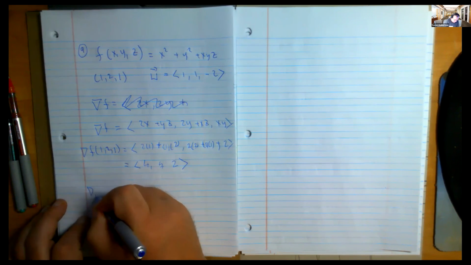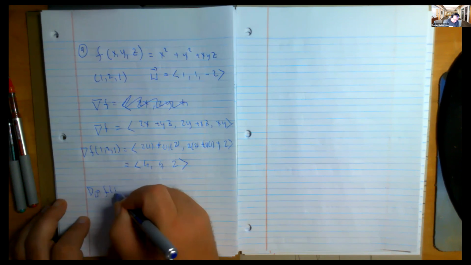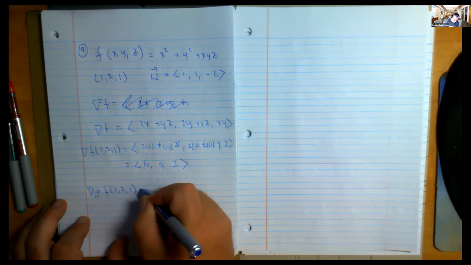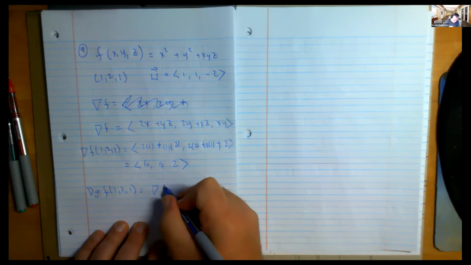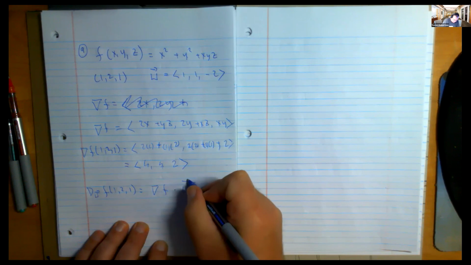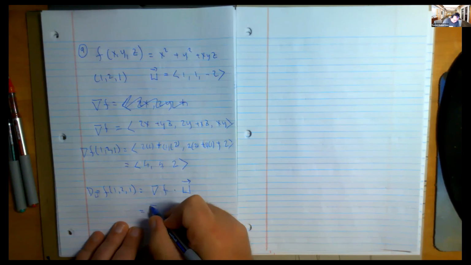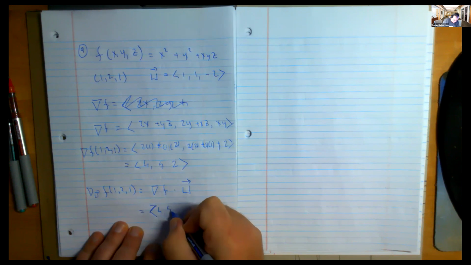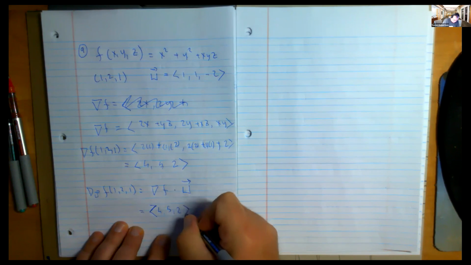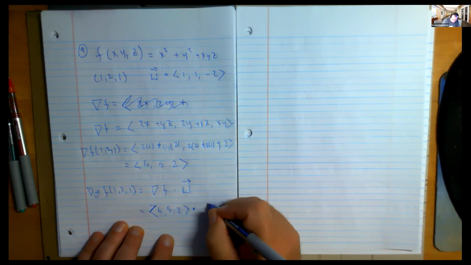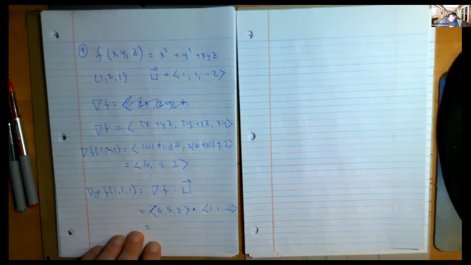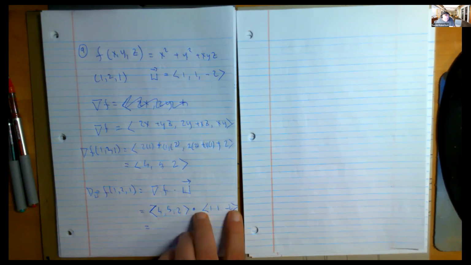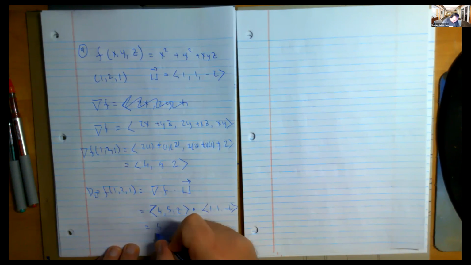And so the directional derivative at this point is really just going to be the dot product of those two guys. The first one is 4, 5, 2. And the second one is 1, 1, negative 2. I'll do this in my head. 4 add 5 is 9. 9 take away 4 is 5.